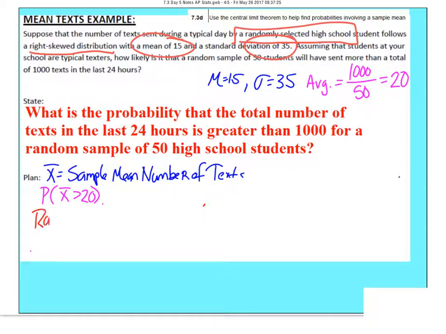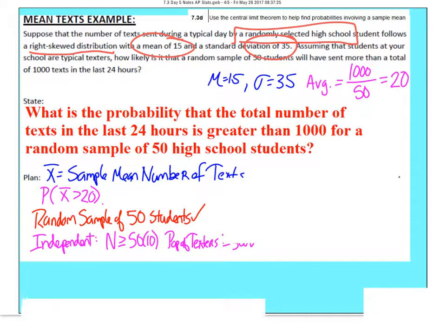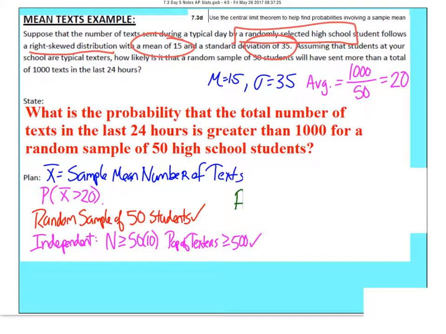Okay. Let's check our conditions. Well, randomness is very easy. Random sample of 50 students. They said it right here. You do have to write it down though. Independence. Do we meet the 10% condition? Well, I have a sample of 50 times 10, so as long as there are at least 500 students in this sample, I'm good. Okay, so we have to make sure there's that many texters.